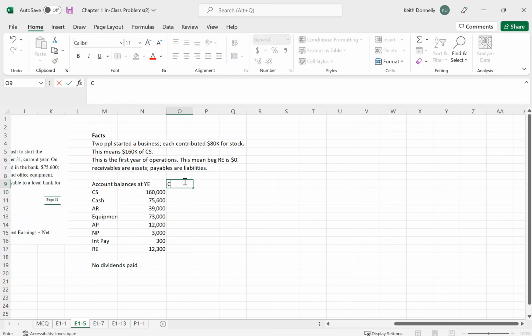So if we were to go through and classify these, right, we're preparing a balance sheet here. It could be one of three things, right? It could be an asset, a liability, or a stockholder's equity account. Common stock is stockholder's equity. Cash is an asset. The receivables are asset. Equipment's an asset. Remember we said payables are liabilities. Retained earnings is a stockholder's equity account. So let's go through then after we classified them there and start to break this out.